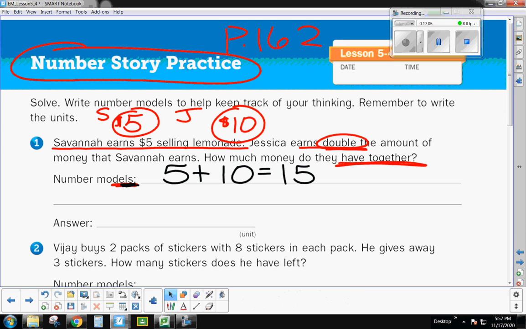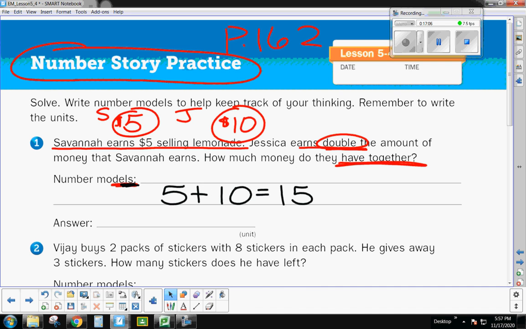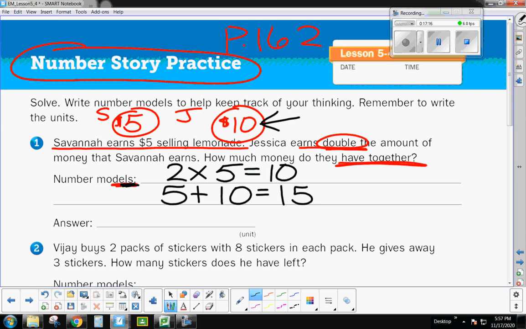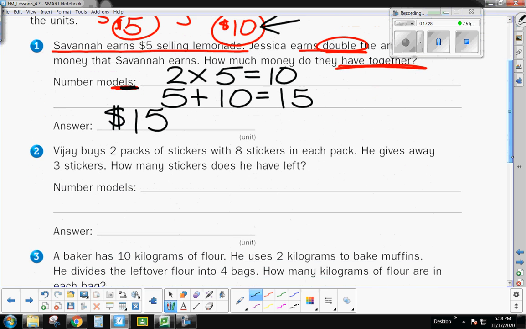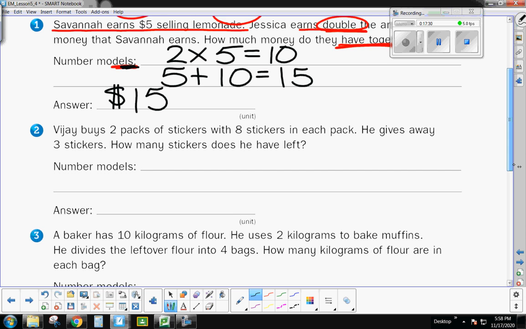So first, my brain already did some math, didn't it? I had to double the 5. So first, I did 2 times 5 to get the 10 that Jessica earned. Then I added my 5 plus my 10 to get 15. So my answer is $15. Sometimes it's a little tricky to figure out what number models to use when they're looking for multiple steps.